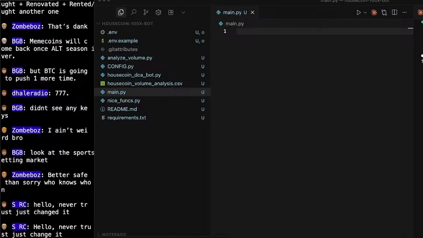Perfect. The bot is ready, Dr. Datadog. Here's what I've built for you. Housecoin Smart DCA bot complete setup. So we got the Housecoin DCA bot, the main bot that monitors Housecoin every 5 minutes. Only buys when volume is 2x plus and price is down. Respects hourly and daily spending limits.